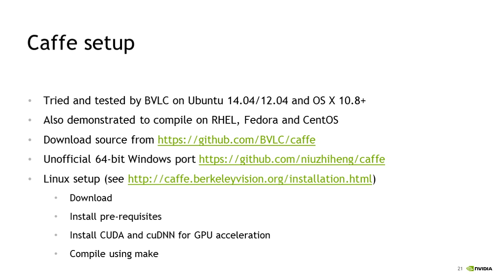You can download the source from the GitHub page shown here, and essentially the setup process, which is outlined clearly on the Caffe website, is to install a number of prerequisites. These include Linux applications and libraries, as well as some Python libraries. Then you install CUDA and cuDNN if you want to take advantage of GPU acceleration, and then you compile Caffe from source using make. There is an unofficial 64-bit Windows port of Caffe, but that's not supported by BVLC.